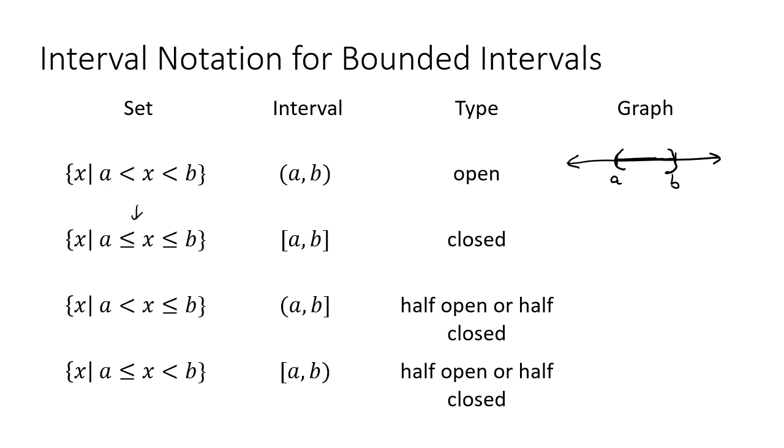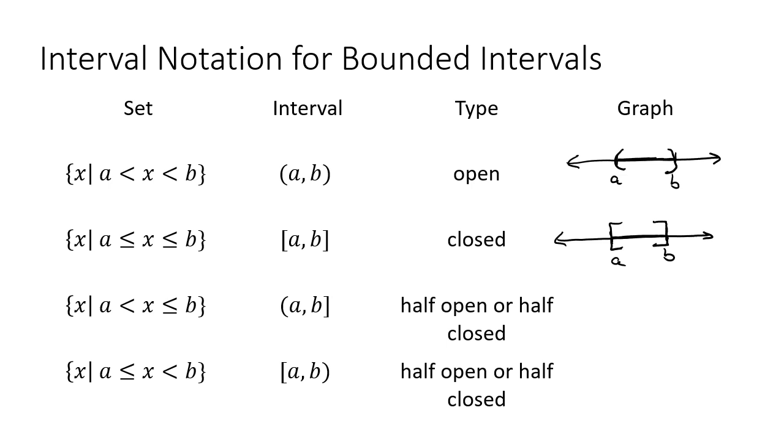If you swap the symbols out for or equal to, well, that just means that the endpoints are now included. So all the stuff in between a and b, but a and b themselves are part of the solution this time. So square brackets, this would be what is called the closed interval from a to b.